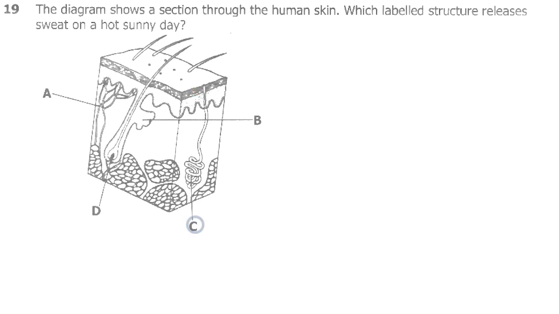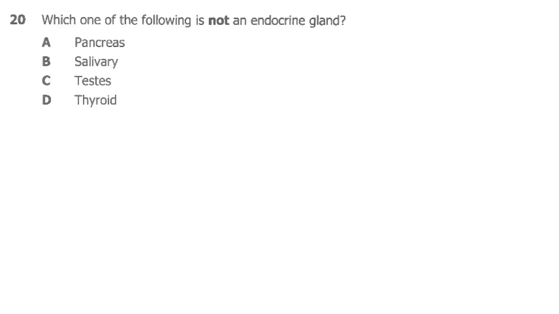20. Which one of the following is not an endocrine gland? A, pancreas. B, saliva. C, testis. D, thyroid. So here we are simply saying which one is not ductless, or in short, which one has no pipes. So here our answer is B, salivary.